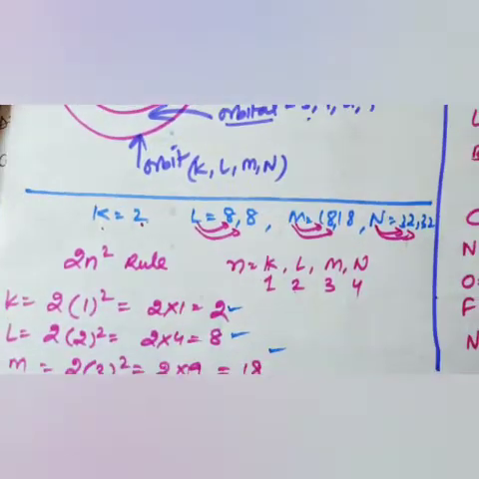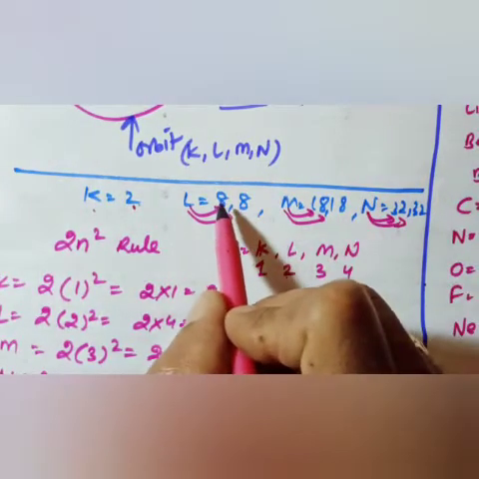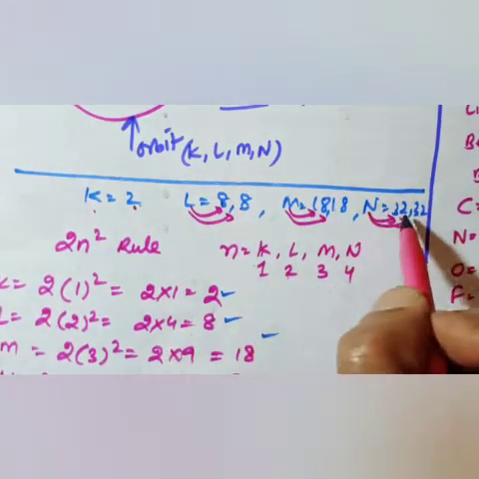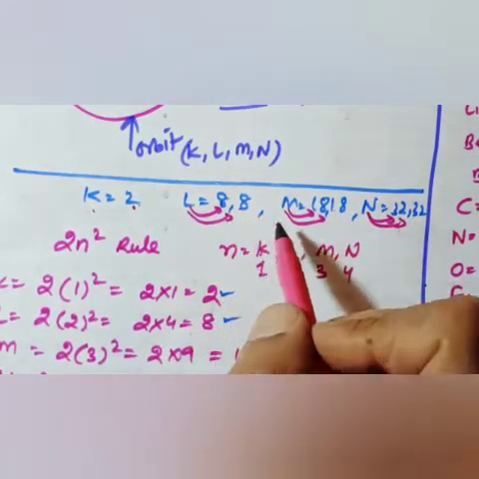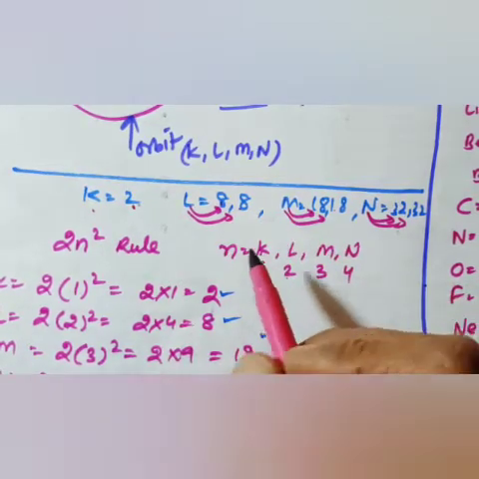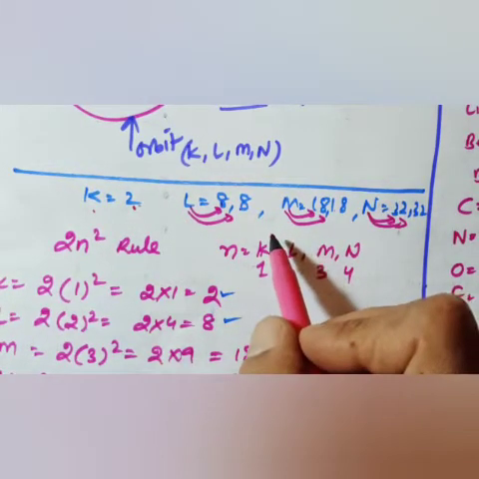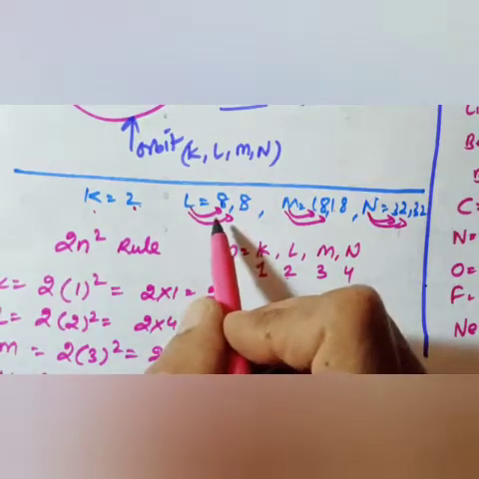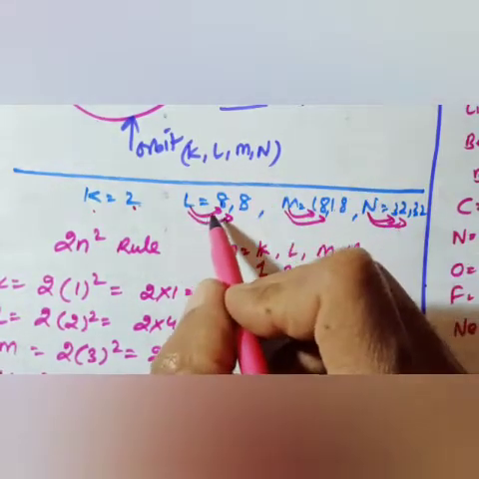Here some of the students were asking, sir, why are there 2, 8, 18, 32? This is according to the modern periodic table, dear students, that you will study in 10th class. With the passage of time you will understand why there are these numbers.